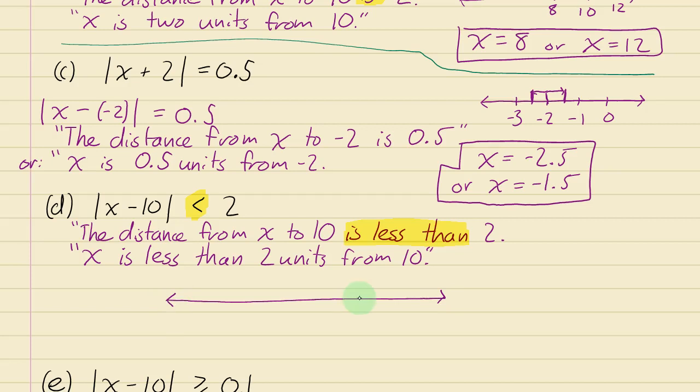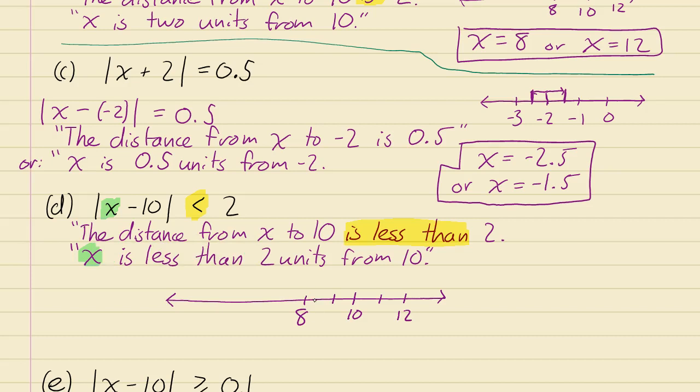Let's say you've got 10 over here, and if you go 2 to the left, you'll get to 8. If you go 2 units up here, you'll get to 12. So what are the things here that x can be? If we want to solve this, we want to see what values of x make this true. What values of x make the distance from x to 10 less than 2 units?